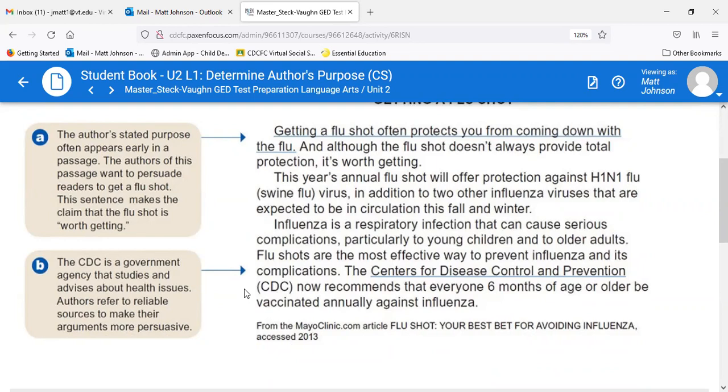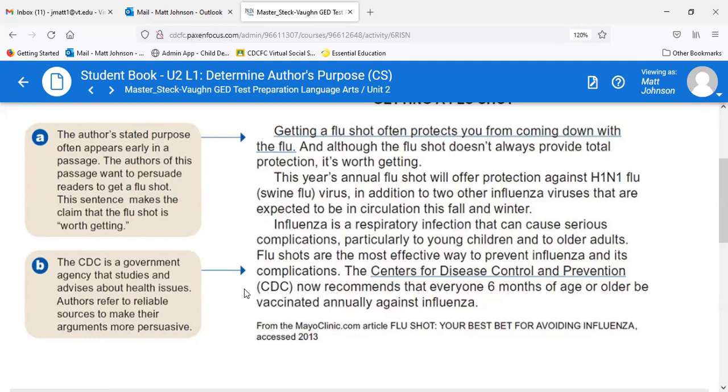So that's something we always want, if we have that information available, as far as where did the information come from? The Mayo Clinic, right? That is a huge medical research facility and hospital center. So that's reliable information. Text box A is saying, the author's stated purpose often appears early in a passage. The authors of this passage want to persuade readers to get a flu shot.